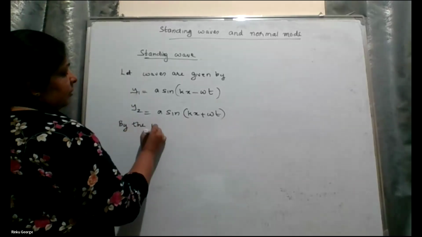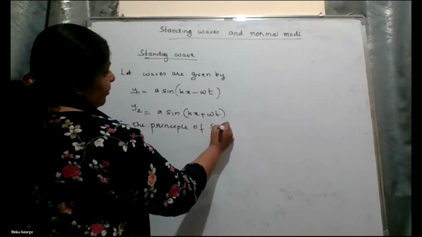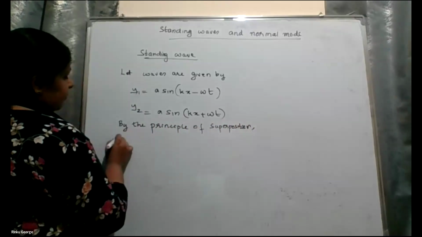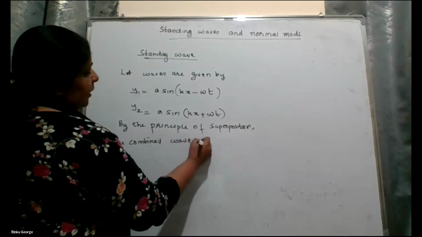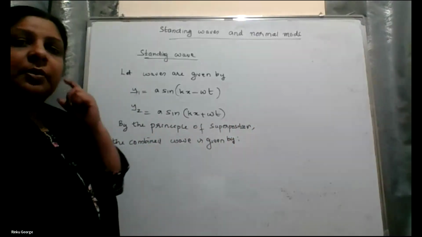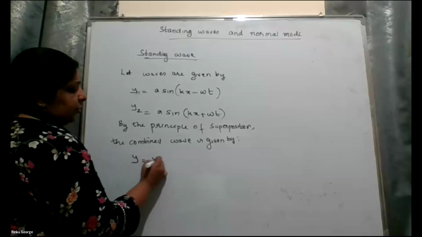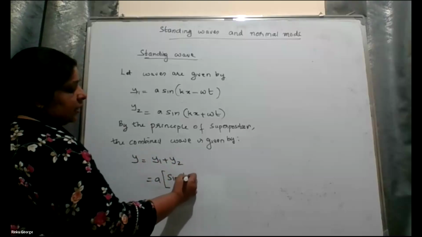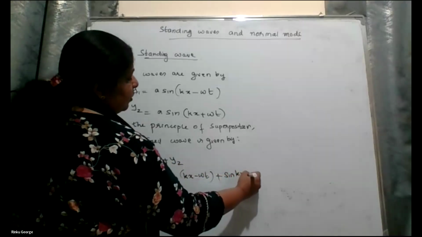By the principle of superposition, the combined wave is given by y is equal to y1 plus y2. It is equal to A into [sine(kx minus omega t) plus sine(kx plus omega t)].